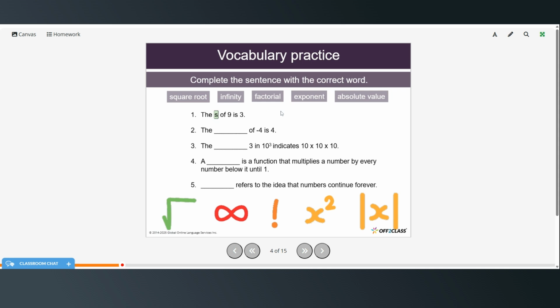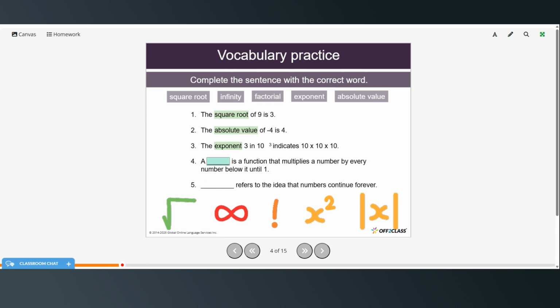Alright, so number 1, the square root of 9 is 3. The absolute value of negative 4 is 4. The exponent 3 in 10 to the third power indicates 10 times 10 times 10.